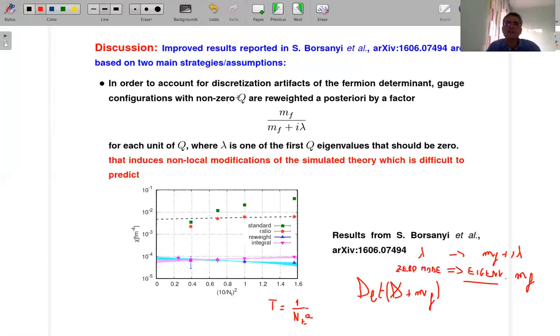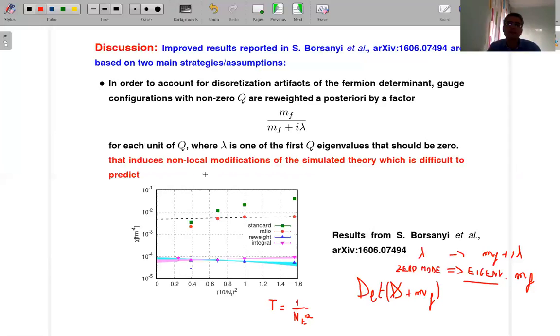And they said, okay, if I have a zero topological charge, then I would expect to have an eigenvalue which is m_f. Instead, I observe m_f plus i lambda. And then why don't we reweight the configurations by this factor? So the determinant was not smart enough to make the suppression, and I will help it to make it afterwards, post-processing the configurations.